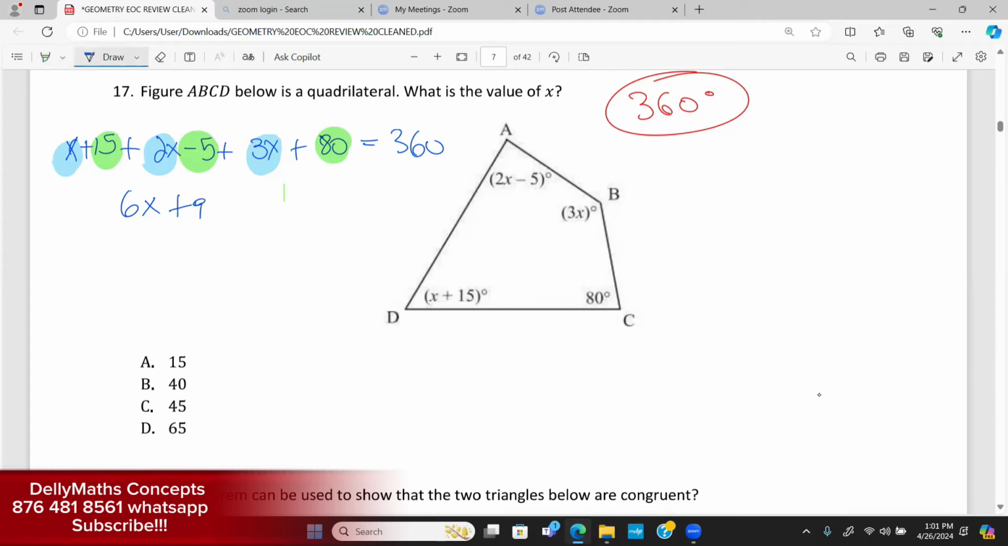So this is plus 90, and this is going to equal 360. Let's take away 90 from both sides. We're solving for x now. So 6x is going to equal 270. Let us divide this by 6, right? So 270 divided by 6, we're going to get 45 degrees. And so C is the answer for number 17. Number 17 is C.